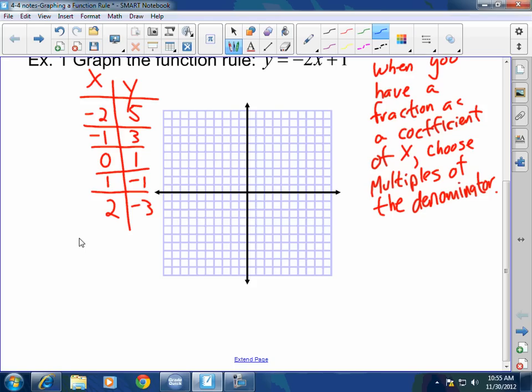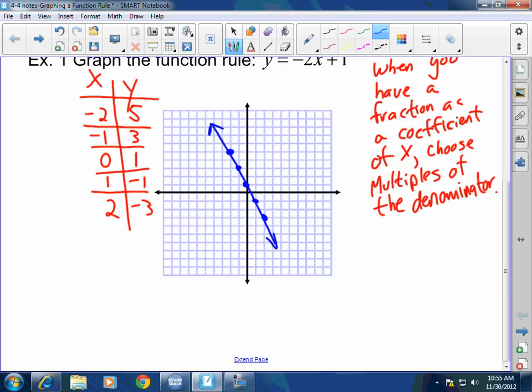Thank you. Now we graph it. Negative 2, 5. Negative 1, 3. 0, 1. 1, negative 1. 2, negative 3. And you're done. So that is how you would graph any function, pretty much.